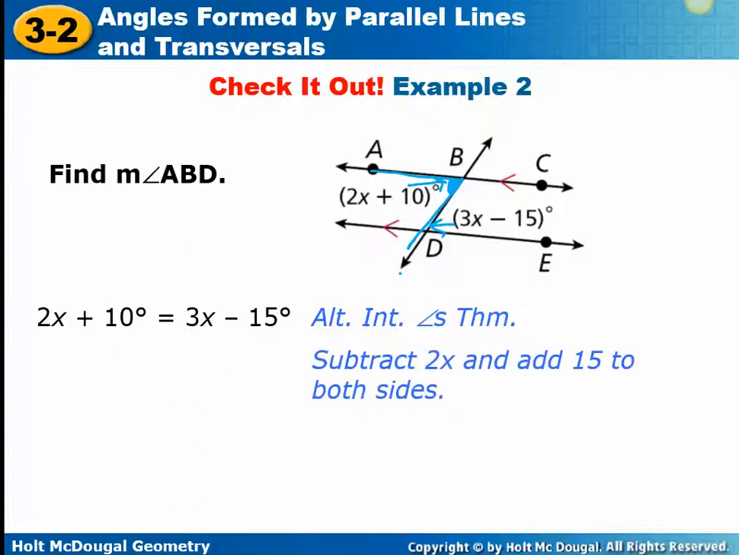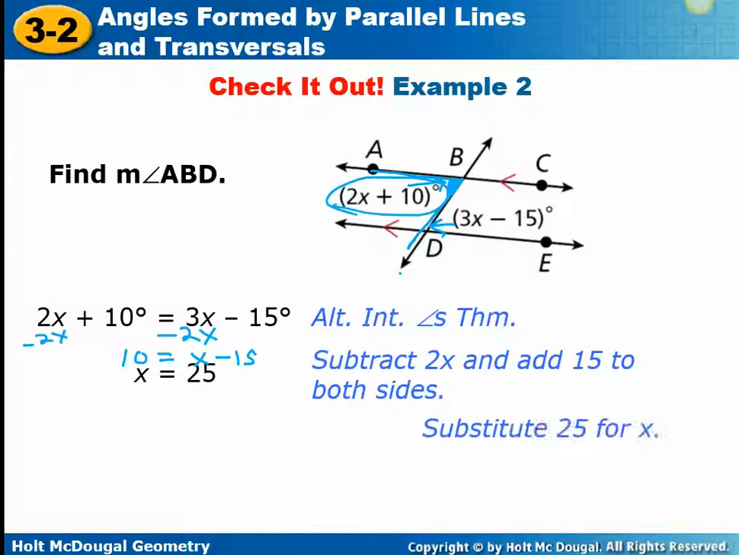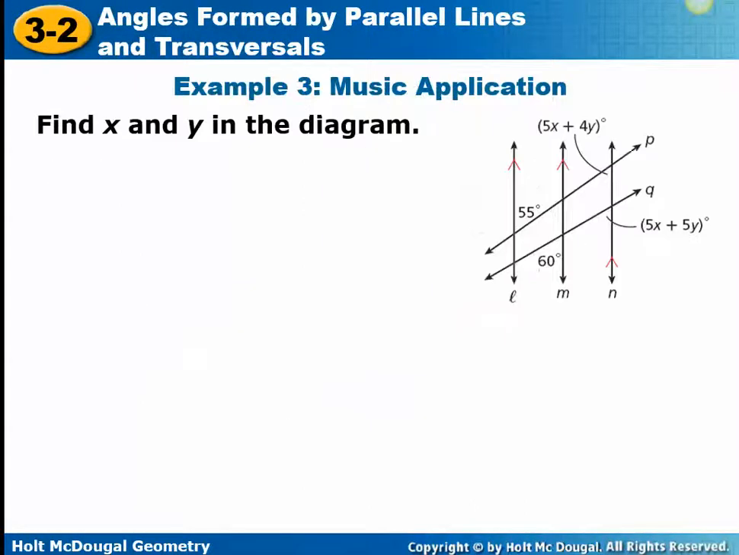Now we need to solve for x. So you can subtract 2x from both sides. And that would give us 10 equals x minus 15. And then add 15 to both sides, and you'll get that x is equal to 25. Now that's x. Again, that's not our final answer because now we need to take it and plug it back into this expression because that's what angle ABD is, the expression for that. So then you get 2 times 25 is 50 plus 10 is 60. Now you have your final answer.